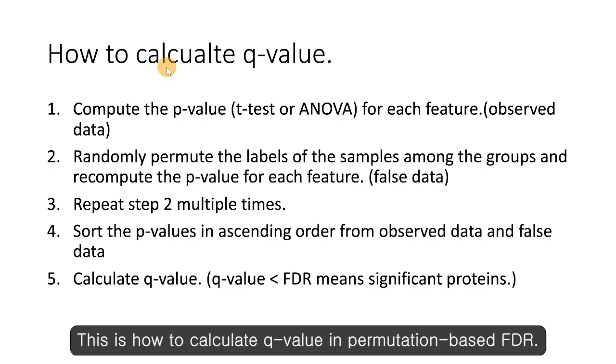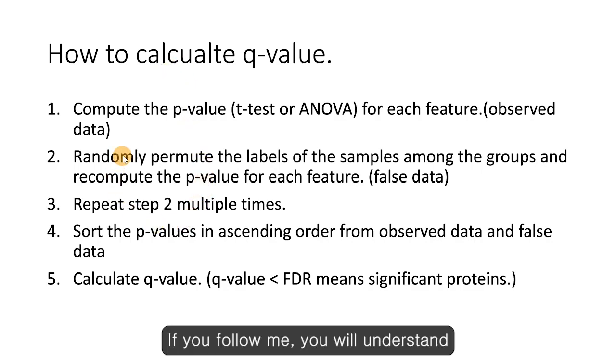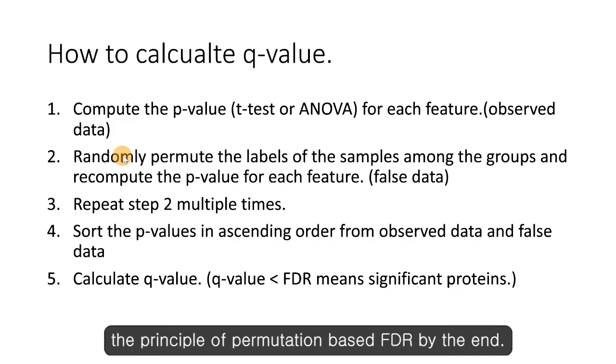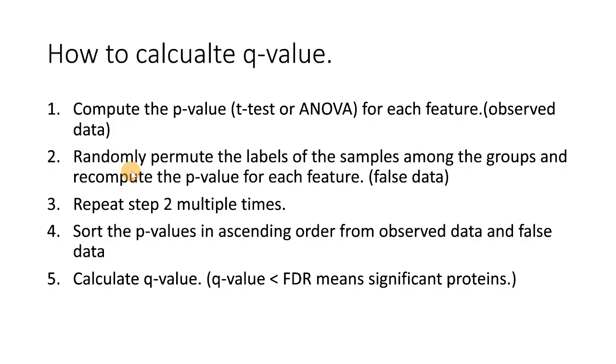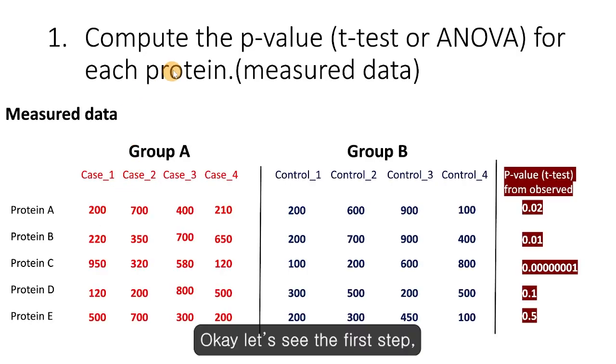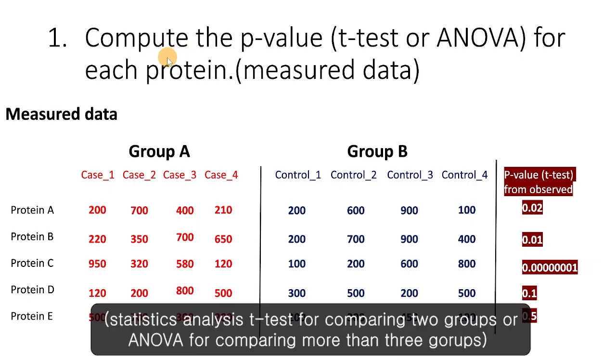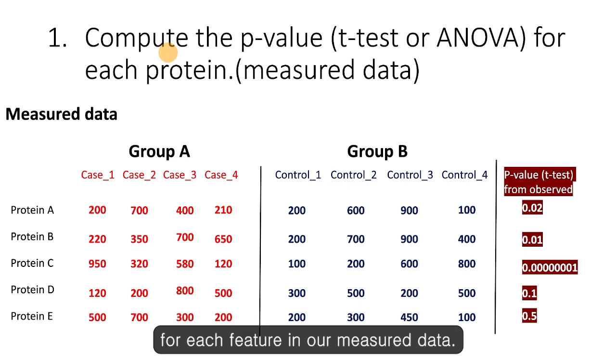This is how to calculate the Q value in permutation-based FDR. If you follow me, you will understand the principle of permutation-based FDR by the end. Okay, let's see the first step. Compute the p-value using statistical analysis: a t-test for comparing two groups or ANOVA for comparing more than 3 groups, for each feature in our measured data.